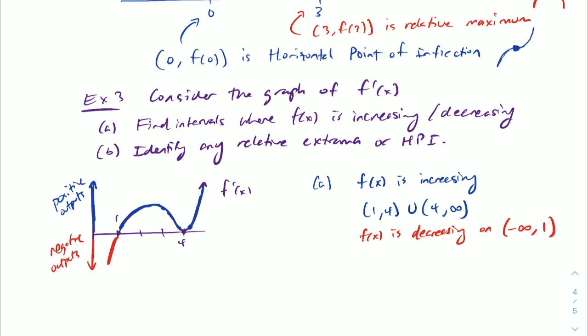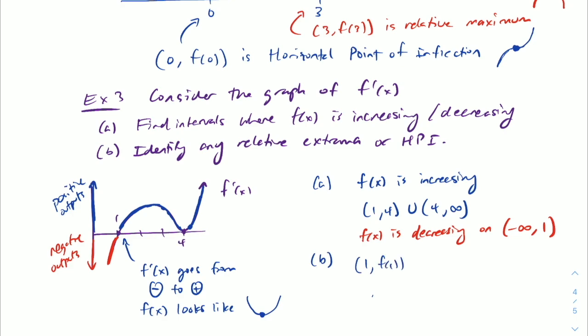Okay, and then part B, you'll notice at 1 here, the derivative goes from negative to positive. So f of x looks like downward sloping, then 0, and then positive sloping. So f of 1 is going to be a local minimum.